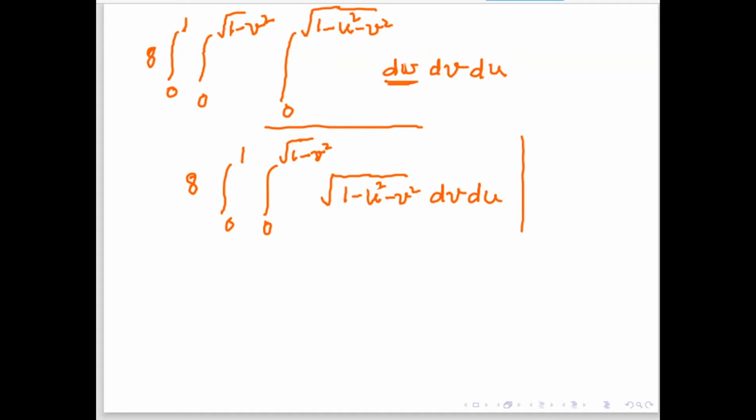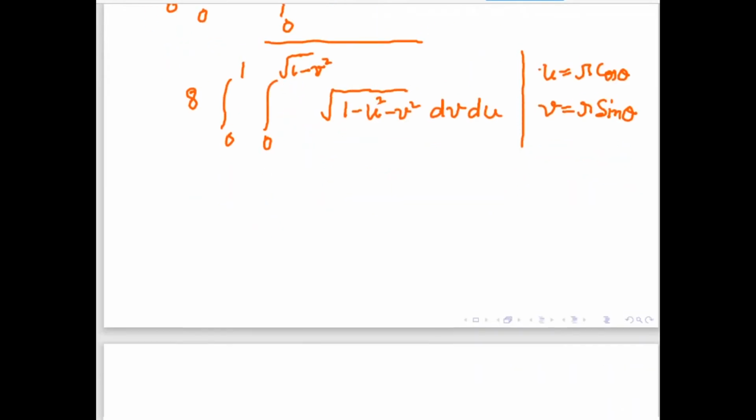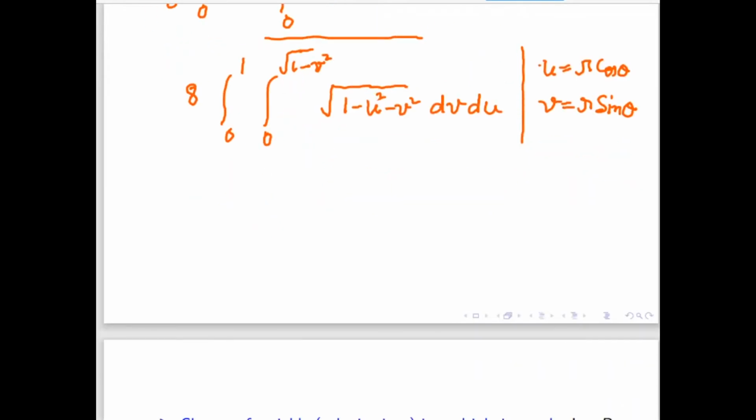So the easiest way to do it is to convert this into the polar form. Take u equal to r cos theta, v equal to r sin theta. If you convert into the polar form, then the Jacobian will come r. So this will become 1 minus r square, and this dv du will become dr d theta. And here the Jacobian is r.